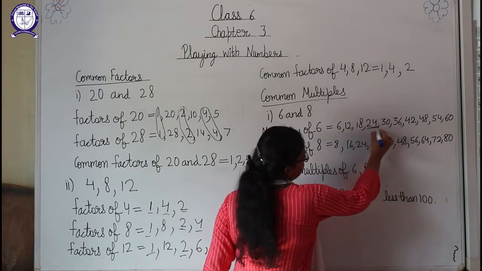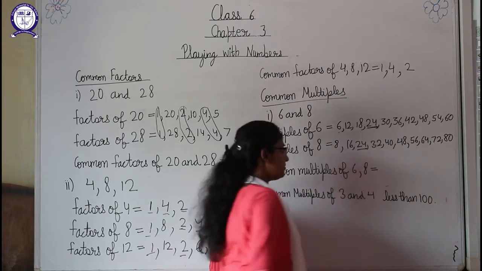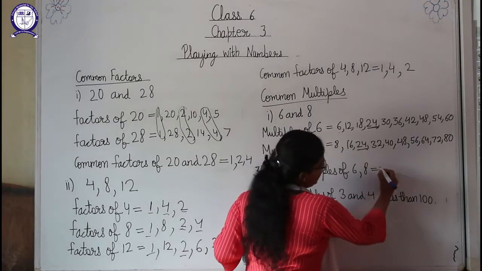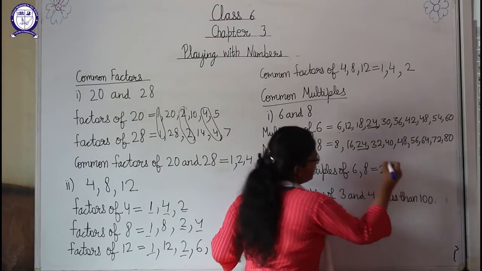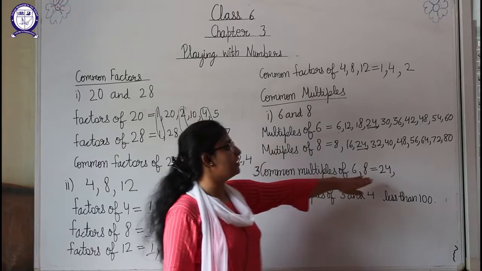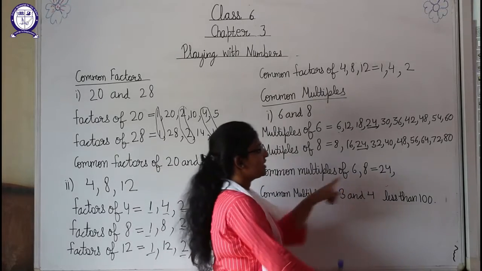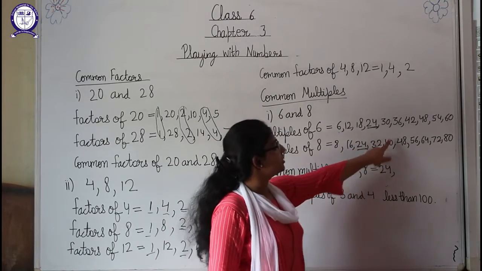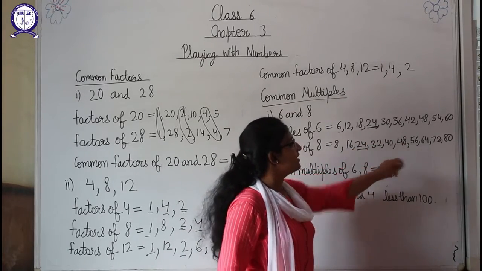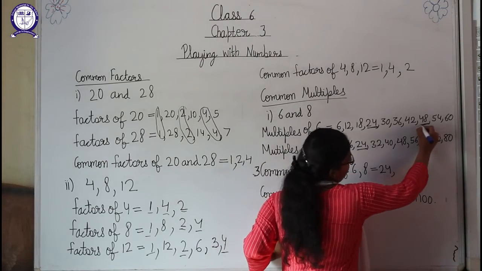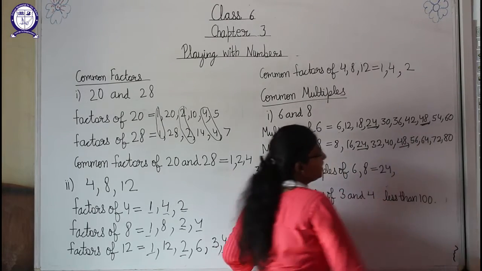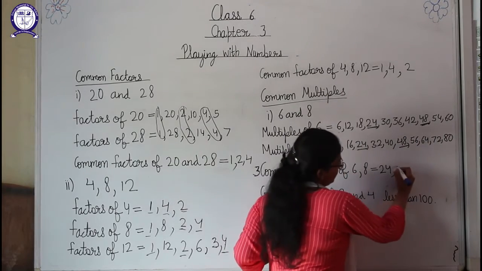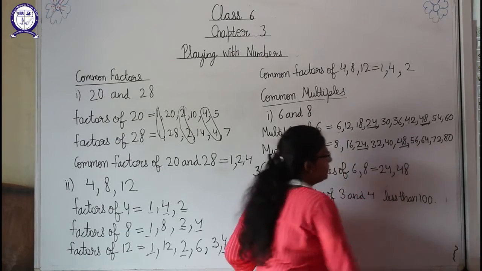So we will underline 24 and we can write here: the first common multiple of 6 and 8 is 24. Then we will start checking here, it is 30, 32, 36, 40. We are getting 48 as a common multiple. Okay, so we will write 48 here as the next common multiple.